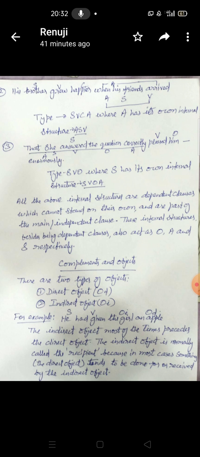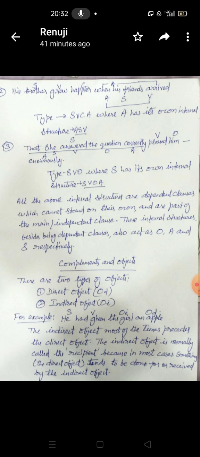Now we turn our attention to complements and objects. As far as objects are concerned, we have two types of objects: a direct object and an indirect object. We already did an example, he had given the girl an apple. The girl is the indirect object and the apple is the direct object. So we have two objects: the direct object and the indirect object. Again, here we have the same example: he had given the girl an apple.